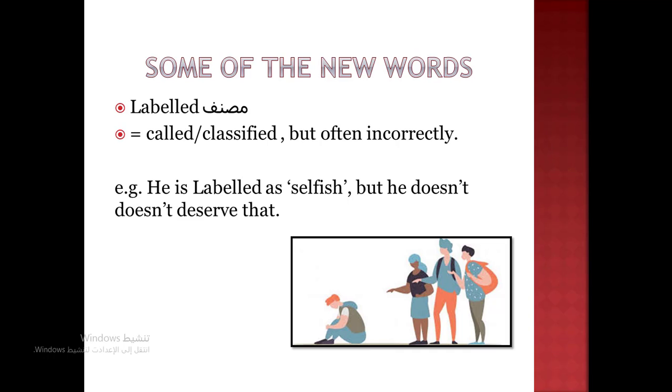Labeled. Let's move to another word, but before that, let me clarify that the word labeled could be an adjective or could be a verb, of course in the past participle, the third form. And the noun for this verb is label. Label means classification. Labeled means classified, as a verb in the third form or as an adjective.